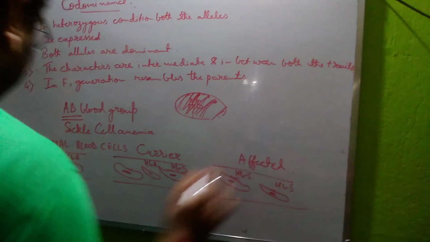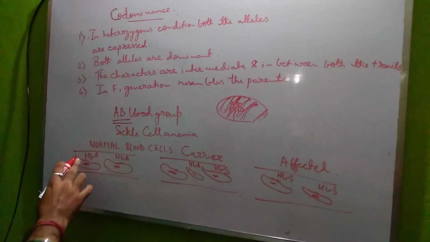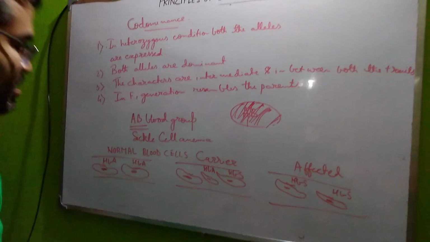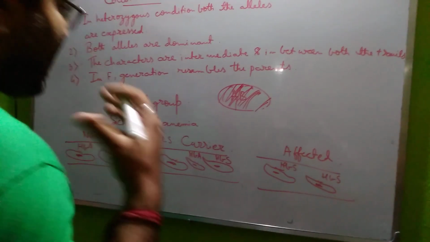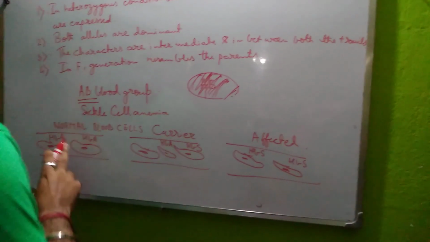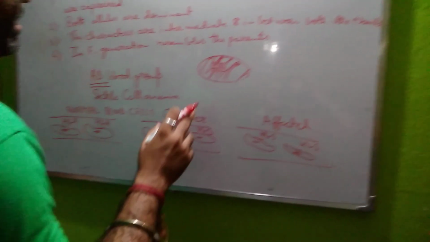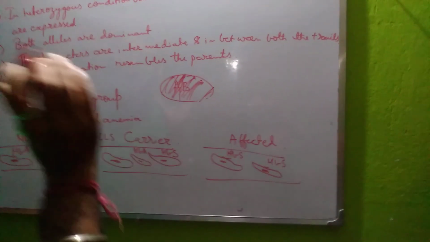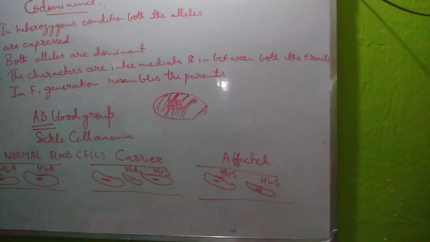So what does it mean? In the normal blood cells, Hb means hemoglobin, and A is the normal type of hemoglobin that is present in our blood cells. Now suppose a person is carrying this disease, that is sickle cell anemia. What is sickle cell anemia? Out of the two hemoglobins, that is A and A, in the carrier there is a different type of hemoglobin, hemoglobin S. It has a special shape which we call sickle shaped.